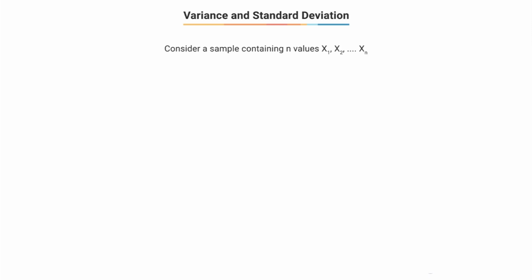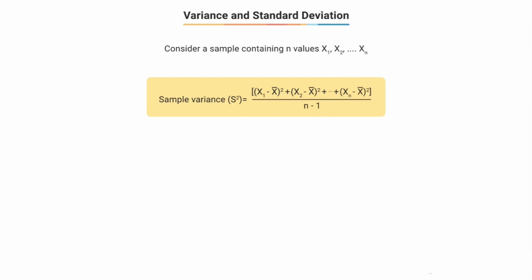Consider a sample containing n values x1, x2, and so on up to xn. The sample variance S squared is simply defined as the formula shown here, that is, S squared equals (x1 minus x bar) squared plus (x2 minus x bar) squared, and so on up to (xn minus x bar) squared, the summation of the whole divided by n minus 1. Please notice that the formula for population variance is different from the sample variance.